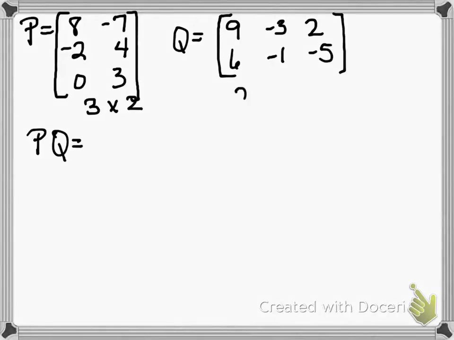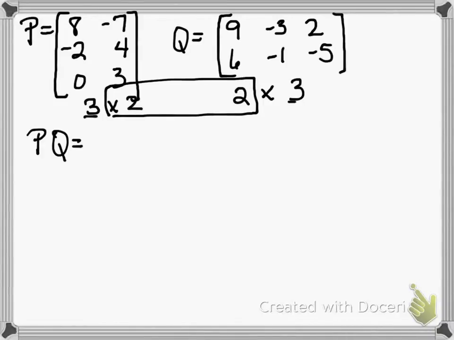If I have P equal to 8, -7, -2, 4, 0, 3, and Q is 9, -3, 2, 6, -1, -5. Let's see if I can multiply these first of all. We do the number of rows by the number of columns, so this is a 3 by 2. This one's a 2 by 3. So look at the middle numbers. They are the same, so I can multiply these. And then I look at these outer numbers to see what my result should be. If I have a 3 by 2, and I multiply it by a 2 by 3, my ending result will be a 3 by 3.